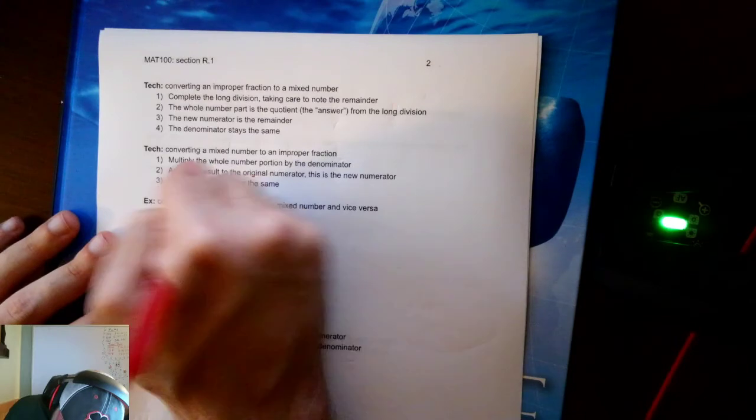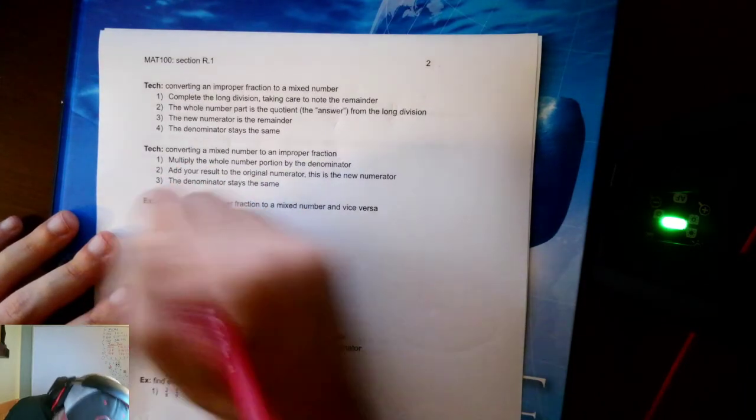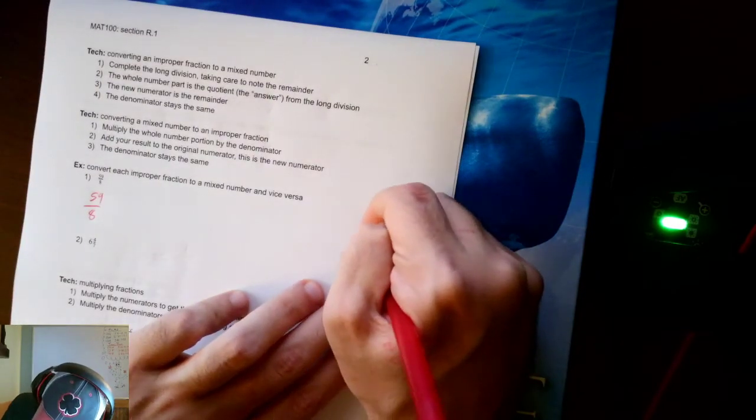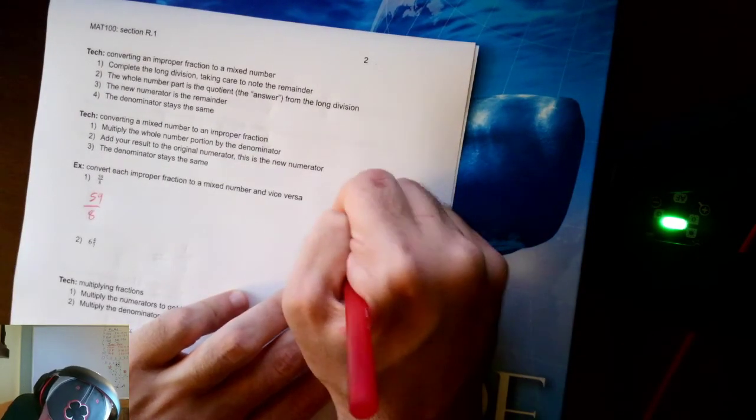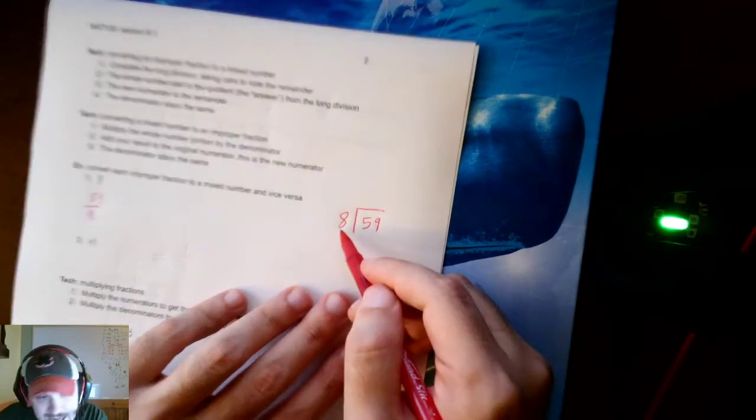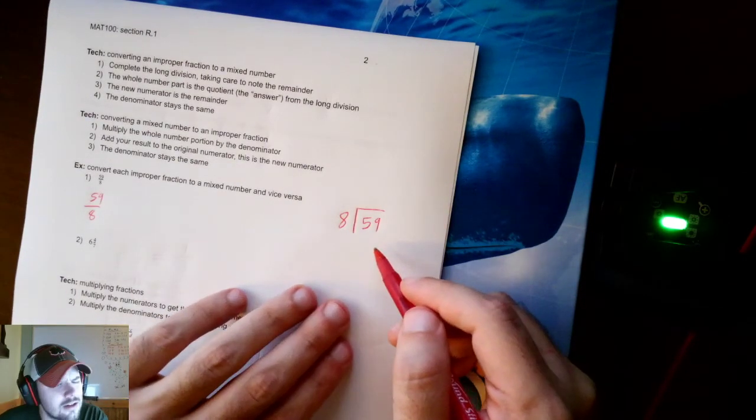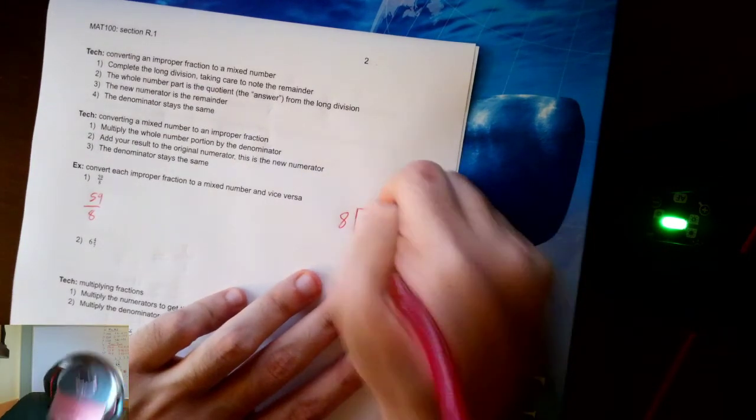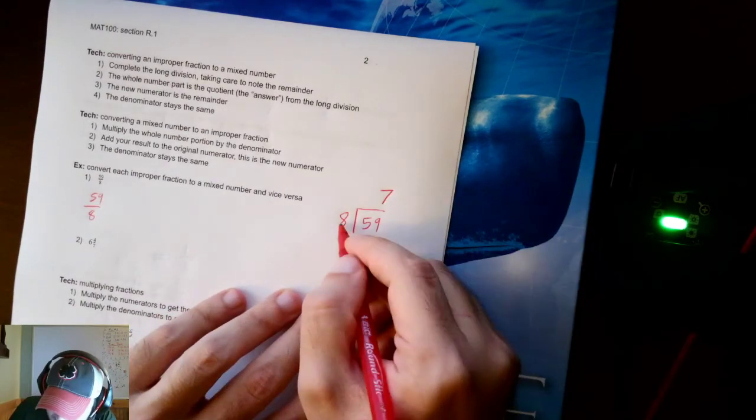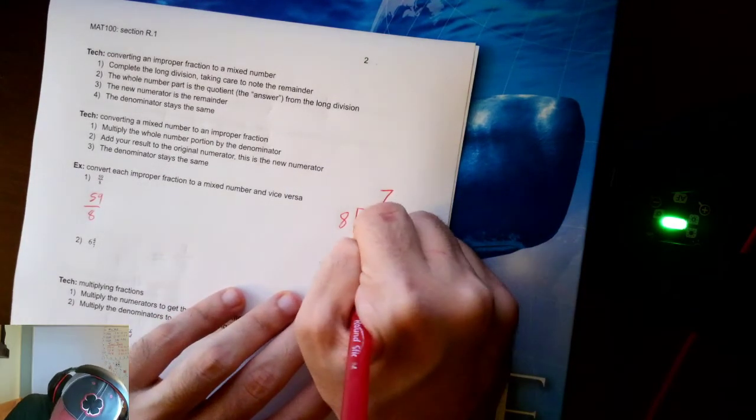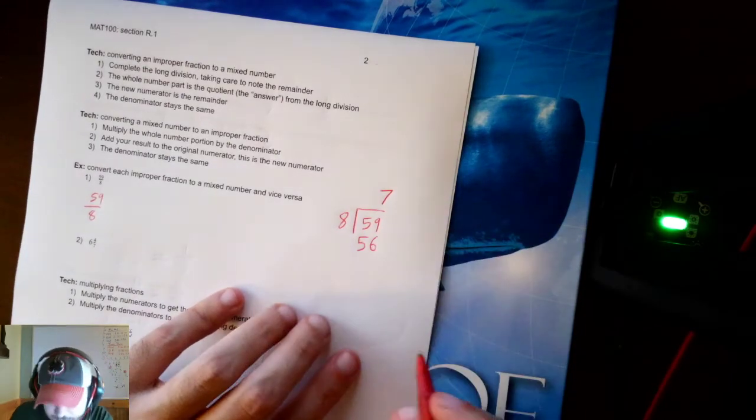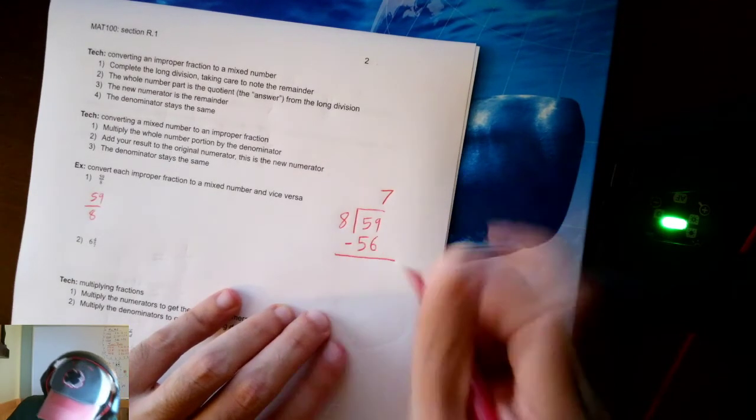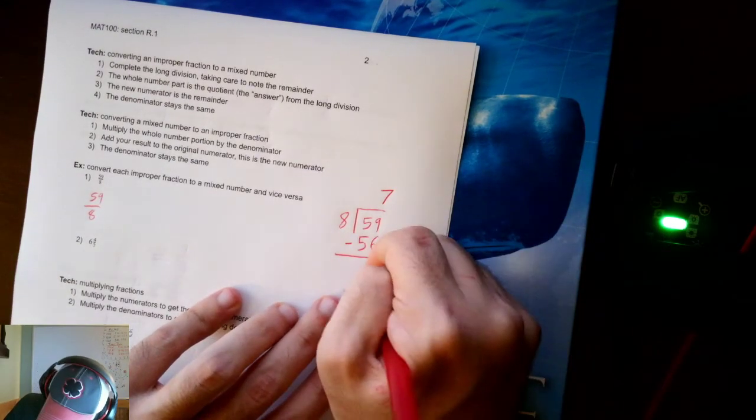59/8. So I need to complete, I'm going to do it in scratch work over here, right? I need to do 59 divided by 8. How many times does 8 go into 59? Let's think about that. Seems to be about 7, right? 7 times. And why 7? Well, because 8 times 7 is 56. And then hopefully everybody remembers that the next step in dividing is to subtract. 59 minus 56 is 3.